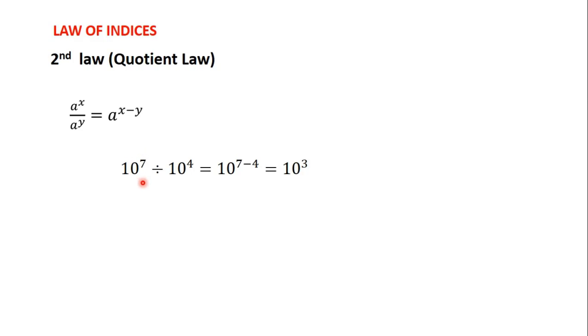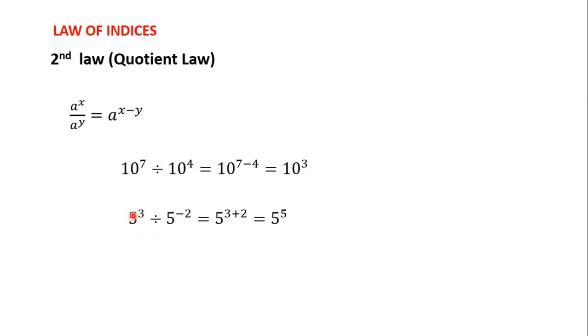So for example, if you have 10 raised to the power 7 divided by 10 raised to the power 4, this is equal to 10, you write one of the bases, then you subtract the exponents, so 7 minus 4. You subtract the exponent of the denominator from the exponent of the numerator, so 7 minus 4, and this will give us 10 exponent 3.